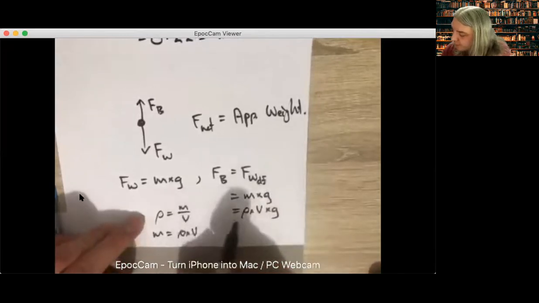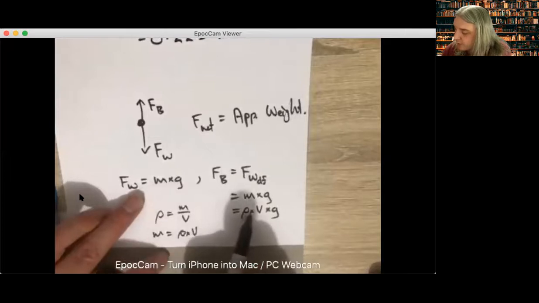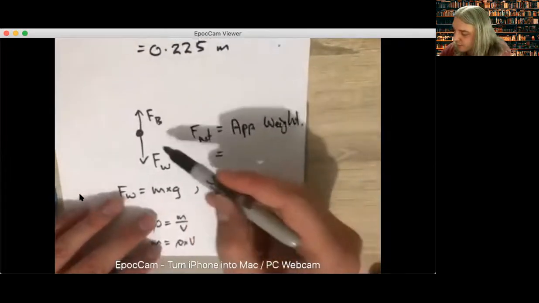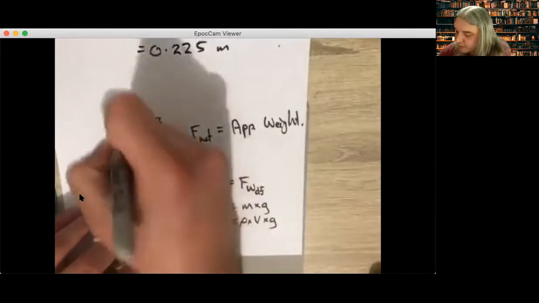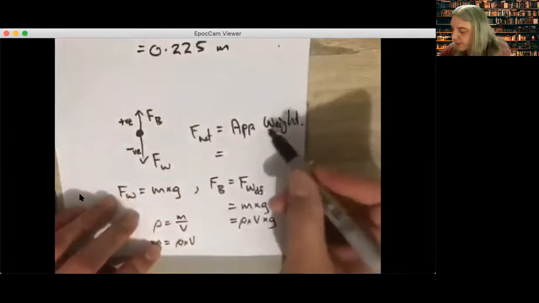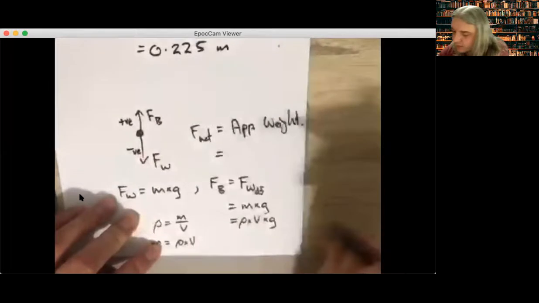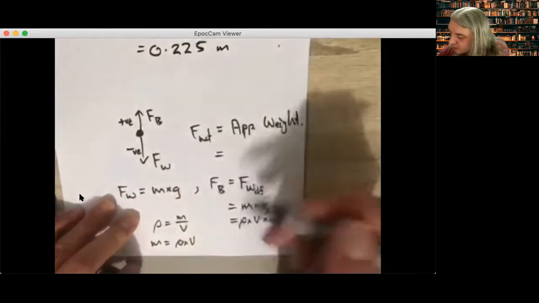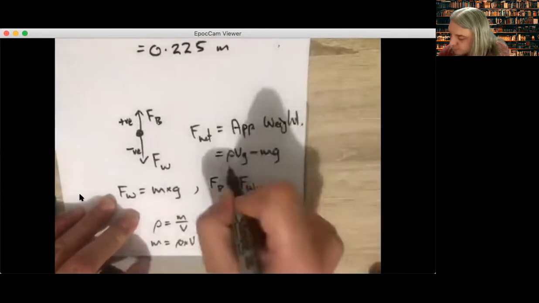So what we have is that the weight force is mg, the buoyant force is rho vg, so therefore our F net is going to be, again, choose your frame of reference. I'm going to call this one negative and this one positive, even though when we write out the answer, we'll just give it as a value because it's an apparent weight and we just always know that it's downwards. So the apparent weight is the buoyant force, which is going to be positive rho vg minus mg.